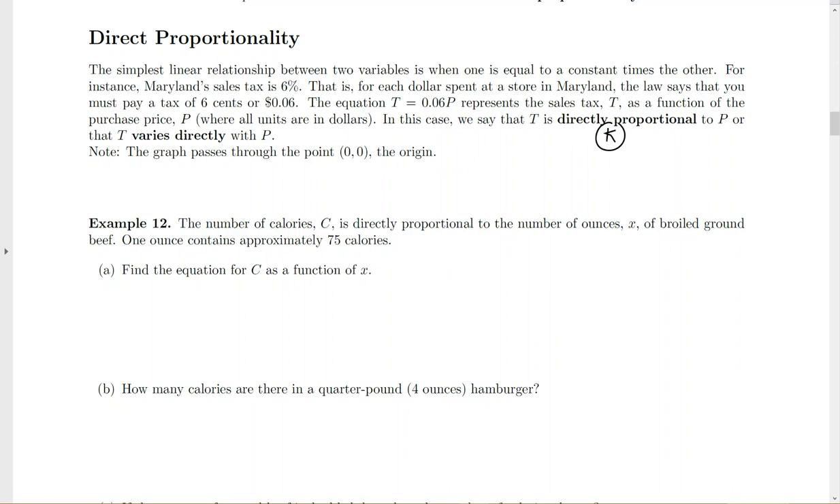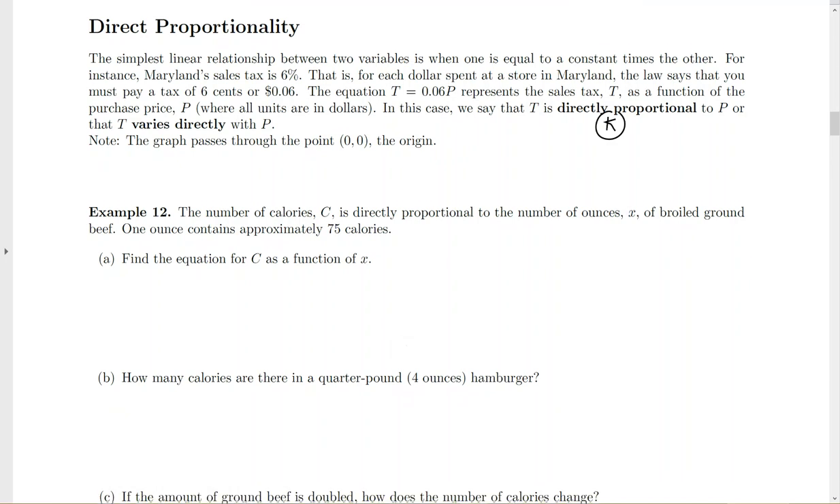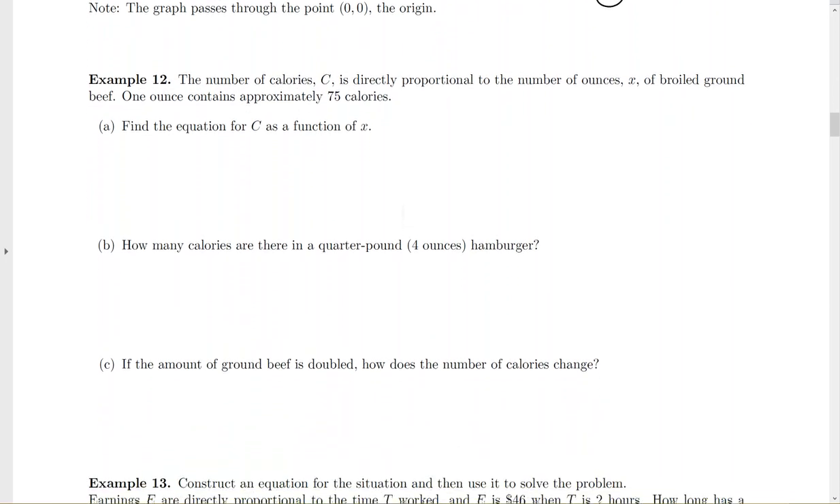These graphs all pass through the point 0, because if you look at this, the slope is 0.06 and we don't have our B value. You know, when we do the y equals mx plus b, our b is 0. So all of our equations here are going to pass through the origin.